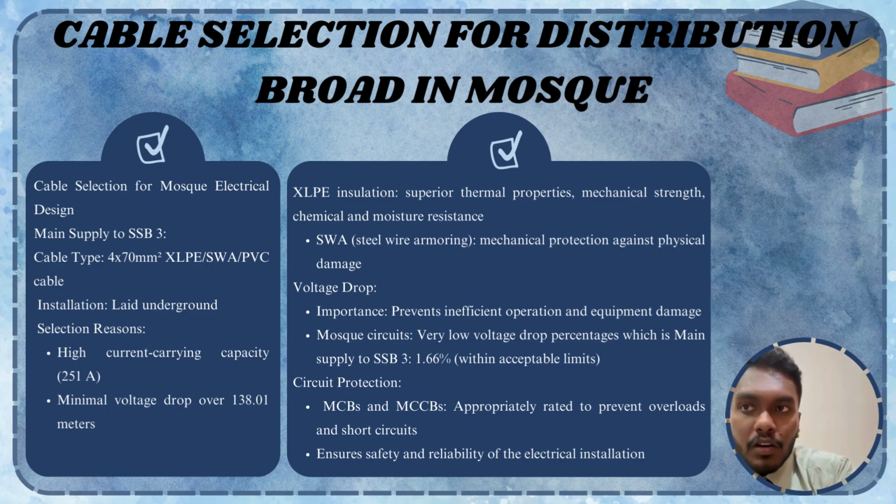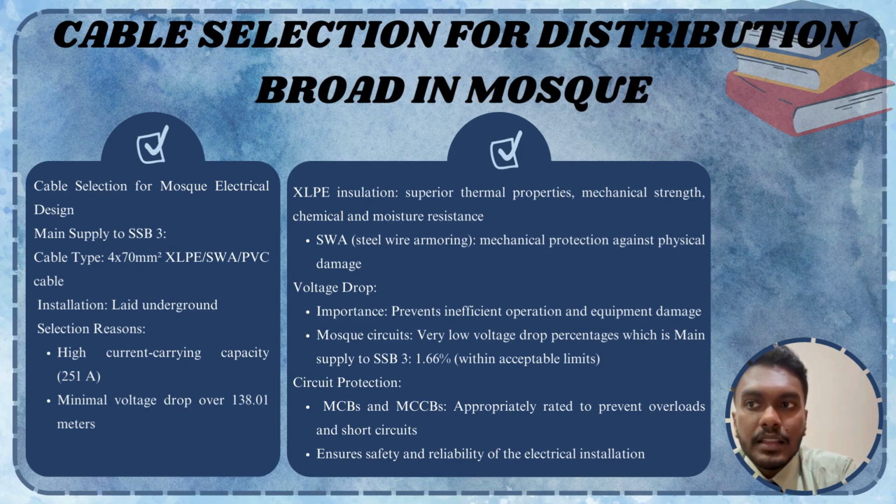XLPE cross-linked polyethylene insulation offers superior thermal properties, mechanical strength, and resistance to chemicals and moisture, making it ideal for underground installation. The additional SWA steel wire armoring provides mechanical protection against physical damage, ensuring the cable integrity and safety in an underground environment. The voltage drop calculation is a critical part of the selection process, and excessive voltage drop can lead to inefficient operation and potential damage to the electrical equipment.